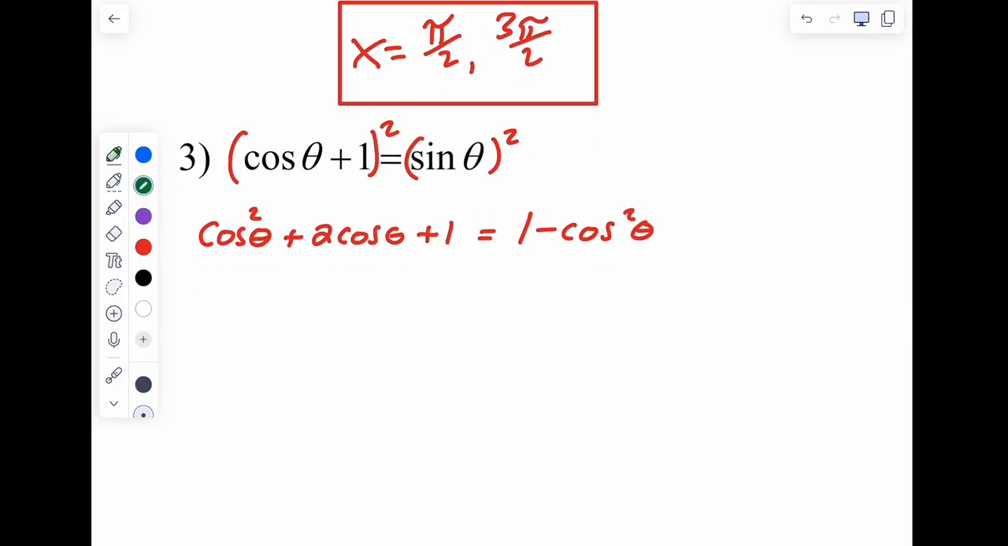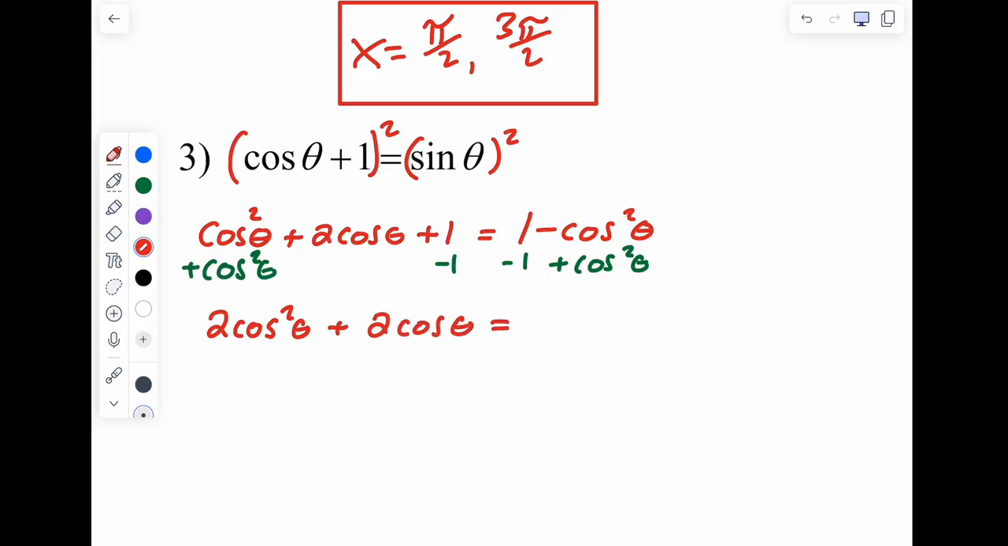All right. So I'm going to get everything on one side because it looks like I need to factor. I have a cosine squared in the problem, and I also have a normal cosine that's not squared. That leads me to believe I'm going to need to factor. So I'm going to move both of these over and make this side 0. And I get 2 cosine squared theta plus 2 cosine theta. And that 1 just goes away.